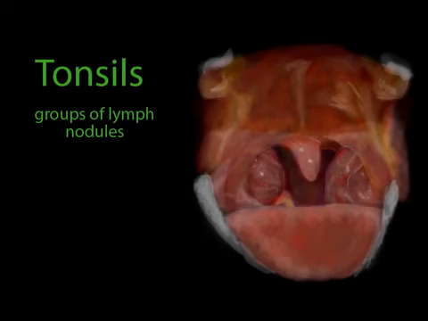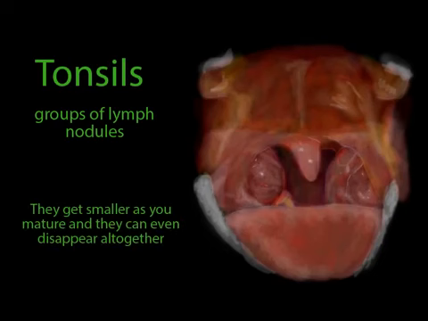If the tonsils get infected, they can become inflamed and abnormally enlarged, as you see here. This condition is called tonsillitis. If the condition is chronic, the tonsils can be removed in a tonsillectomy. Tonsils tend to get smaller as a person matures, and they can actually disappear altogether in an adult.